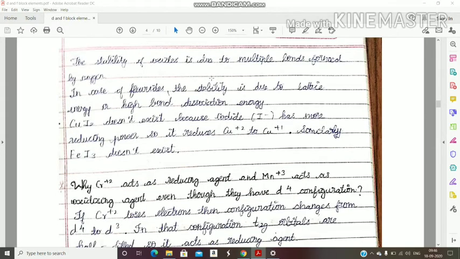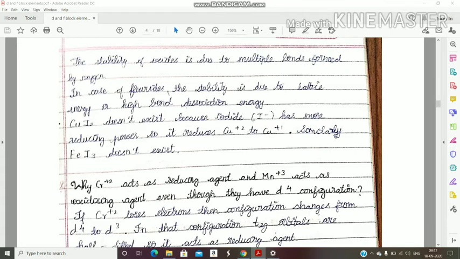In case of oxides, the stability of oxides is due to multiple bonds formed by oxygen. That means when these elements react with oxygen, then these elements exhibit higher oxidation state. That is okay. Then what is their stability? Oxygen forms multiple bonds with transition elements. Then they get more stable. That is the meaning of that point.